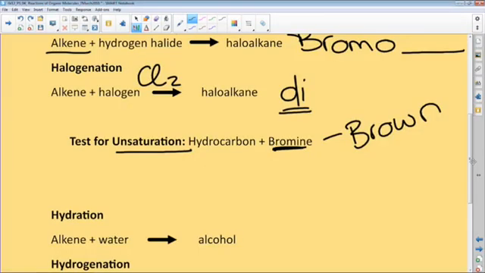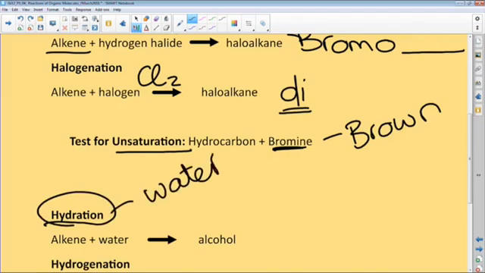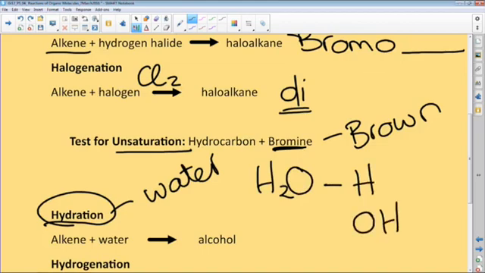Then the next one is hydration. Hydration is hopefully a word you've seen. Hydration has to do with water. So when I hydrate an alkene, I break the bond. The water, remember, is H2O. The water is going to break up into H plus and OH minus. This OH minus creates the alcohol. So by hydrating an alkene, I can create an alcohol.